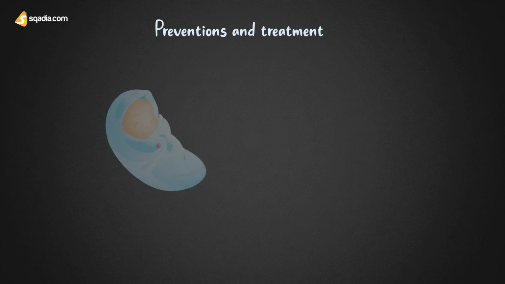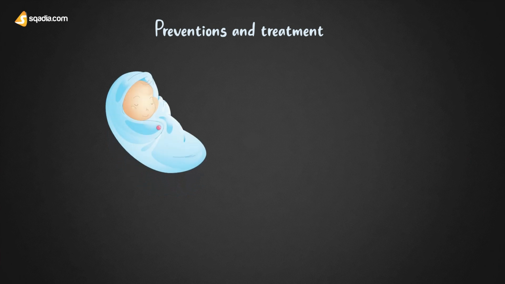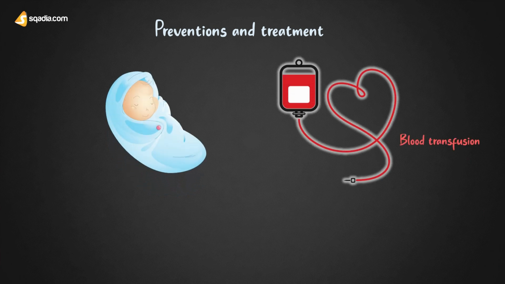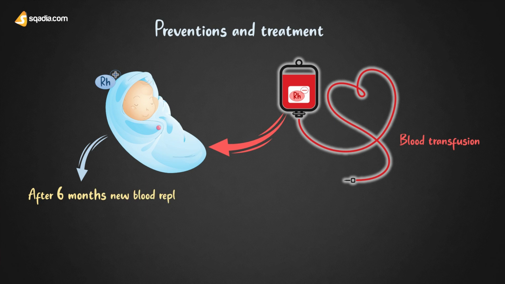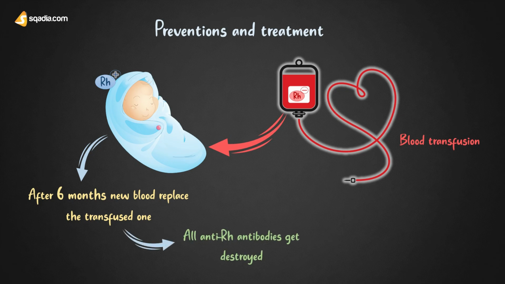And second, if the baby is born with erythroblastosis fetalis, the treatment is given by means of exchange blood transfusion. Rh negative blood is transfused into the infant, replacing the infant's own Rh positive blood. It will now take at least 6 months for the infant's new Rh positive blood to replace the transfused Rh negative blood. By this time, all the molecules of Rh antibody derived from the mother get destroyed.